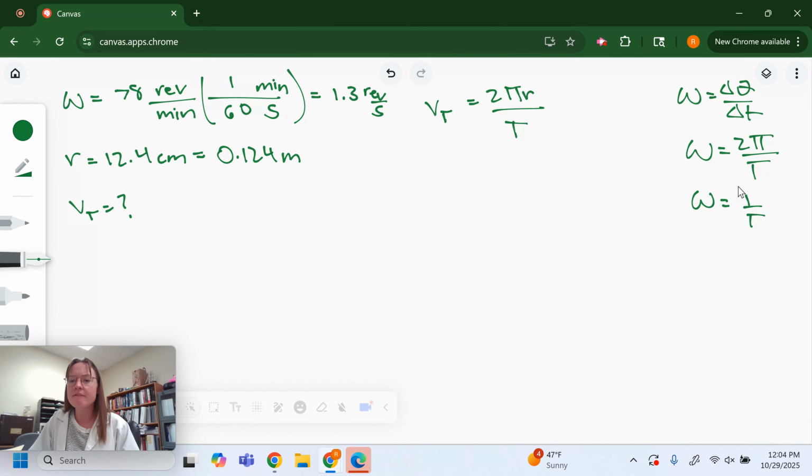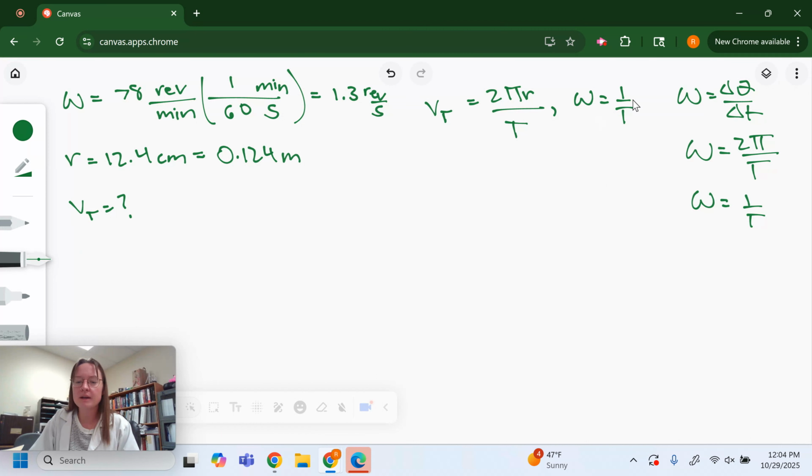this one is the one that I use when I have revolutions per time. It takes 1 revolution in a period of time, which is how much time it takes to go in a circle. So I'm going to use this equation. Omega is equal to 1 over the period. The angular speed is equal to 1 over the period.